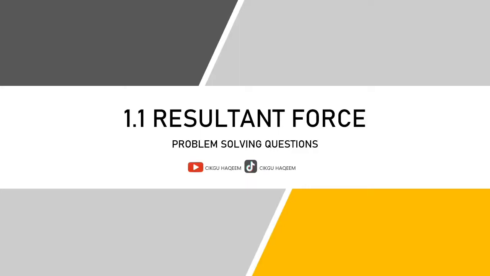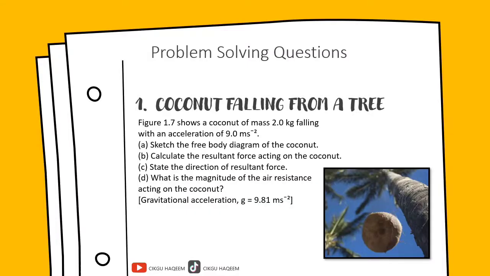So today we're going to continue our first topic, which is resultant force, with the third learning objective, problem solving questions. There are three example questions. The first one is about a coconut falling from a tree.